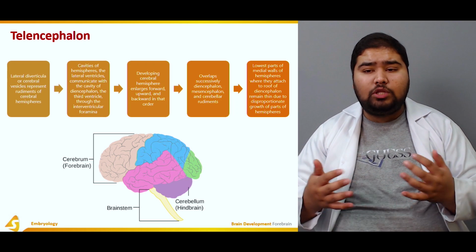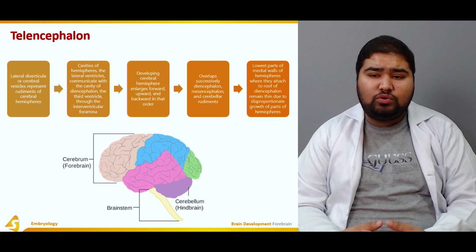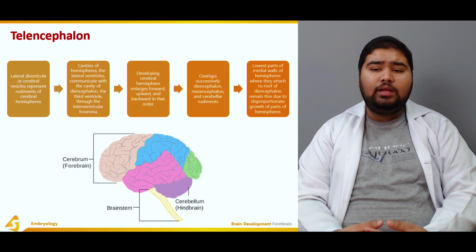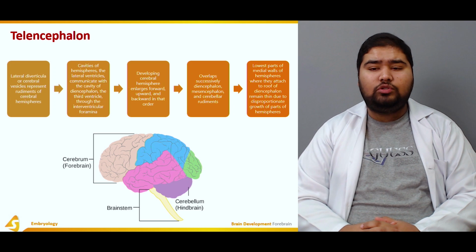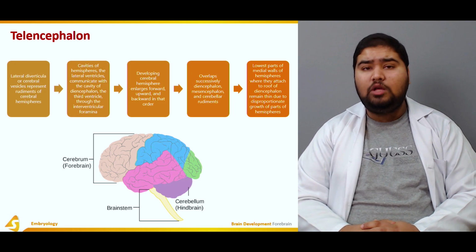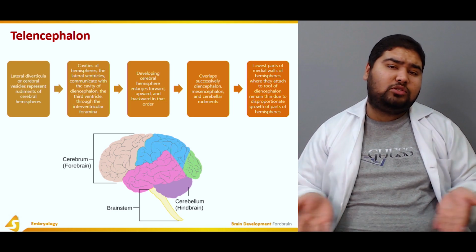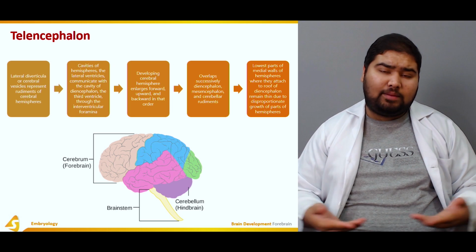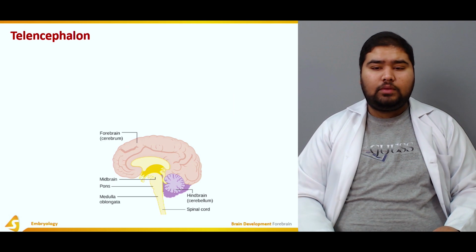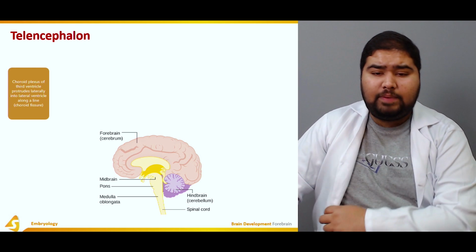Now the lowest parts of the medial wall of the hemispheres, where they're attached to the roof of the diencephalon, remain thin due to disproportionate growth of the parts of the hemispheres. The upper part of the hemispheres grows very rapidly, while the lower parts do not grow as such, so they remain thin.